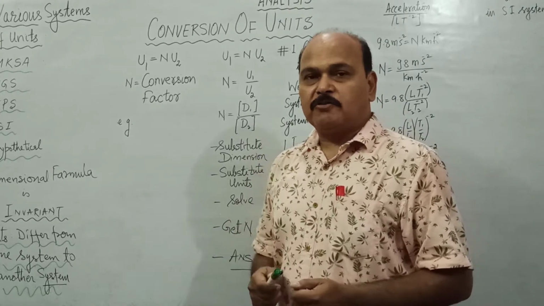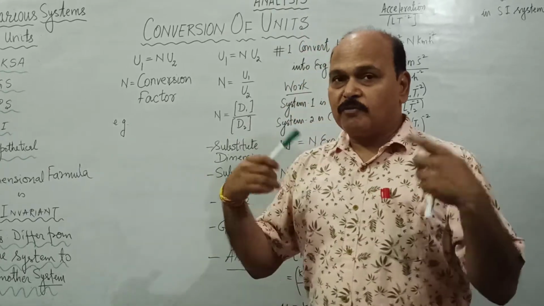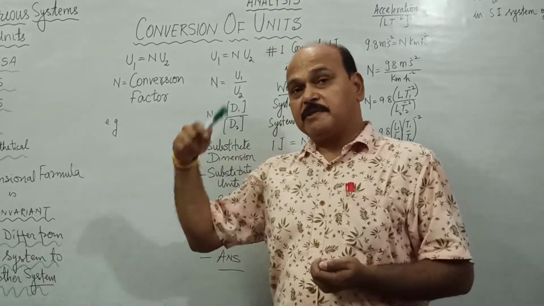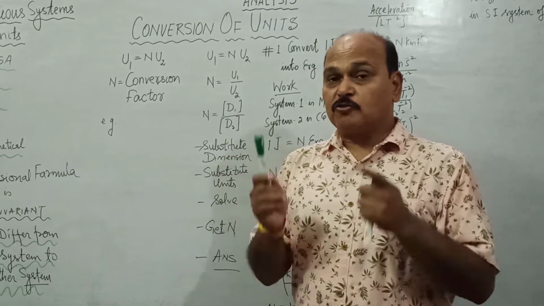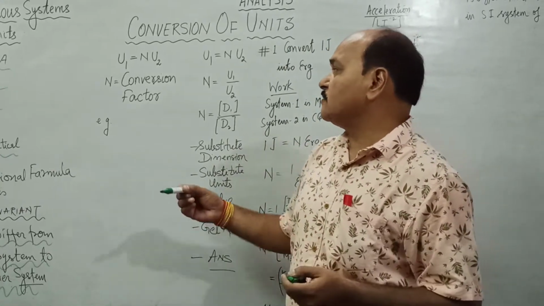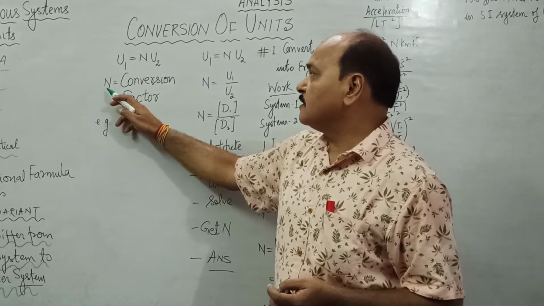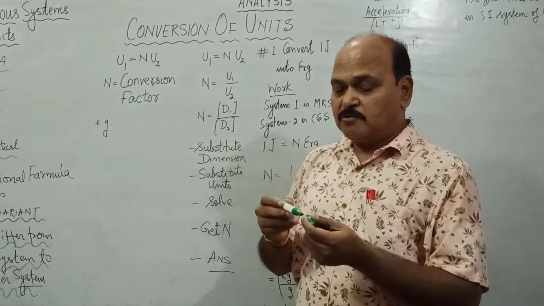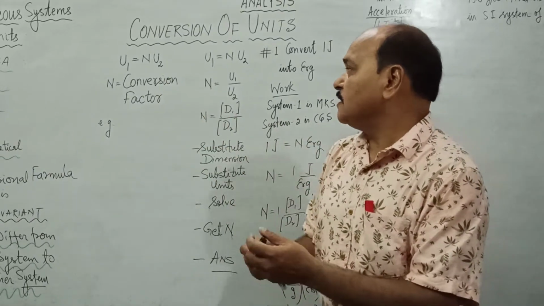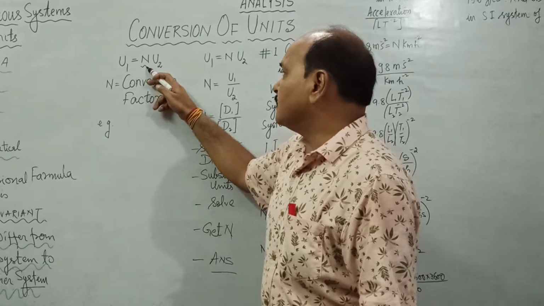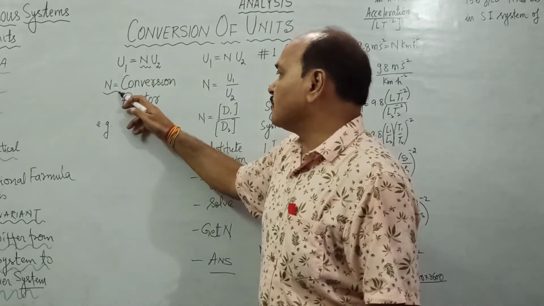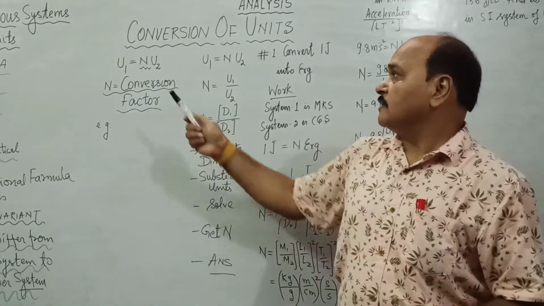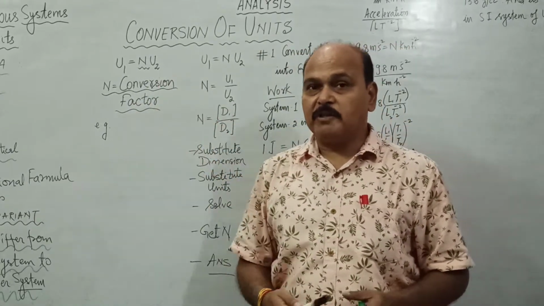Children, the unit of a physical quantity in system 1 is associated with the unit of the same quantity in some other system, that is system number 2, through a constant. That constant is called the conversion factor. This is the unit in system number 1, U2 is the unit in system number 2. They are always related to each other through a constant. This constant is what is called the conversion factor. So in all our conversions, we'll find out this conversion factor only.